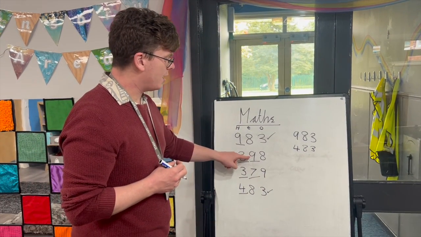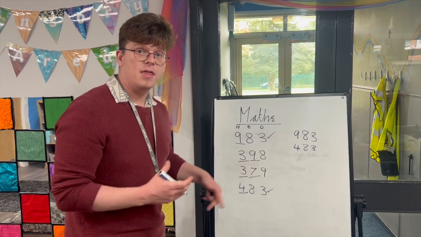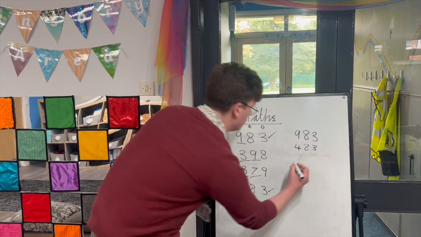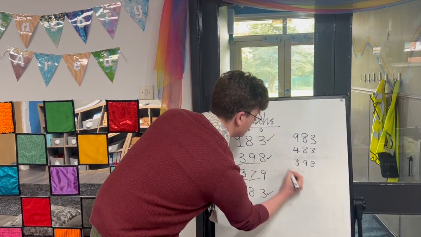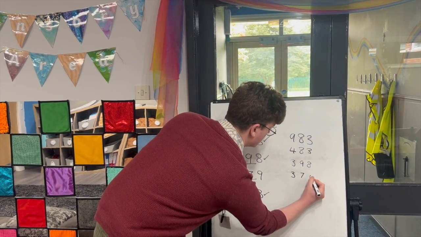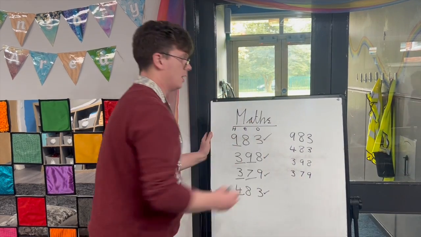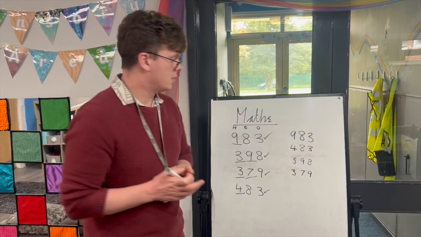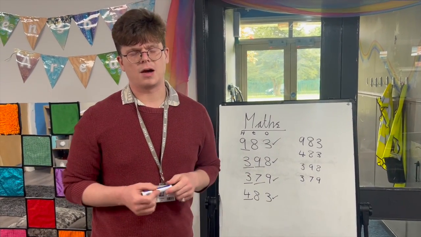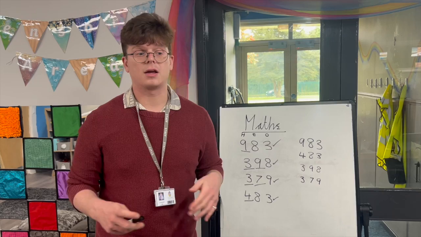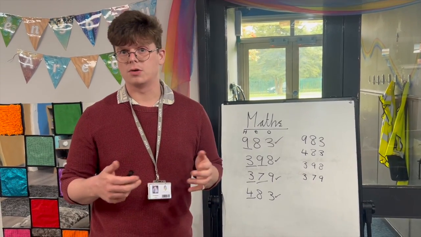I know that 9 is greater than 7, therefore 398 is greater than 379. And just like that, we have ordered from greatest to least our 4 numbers within 1000. We'll be going into this topic and much more in more detail over autumn term.